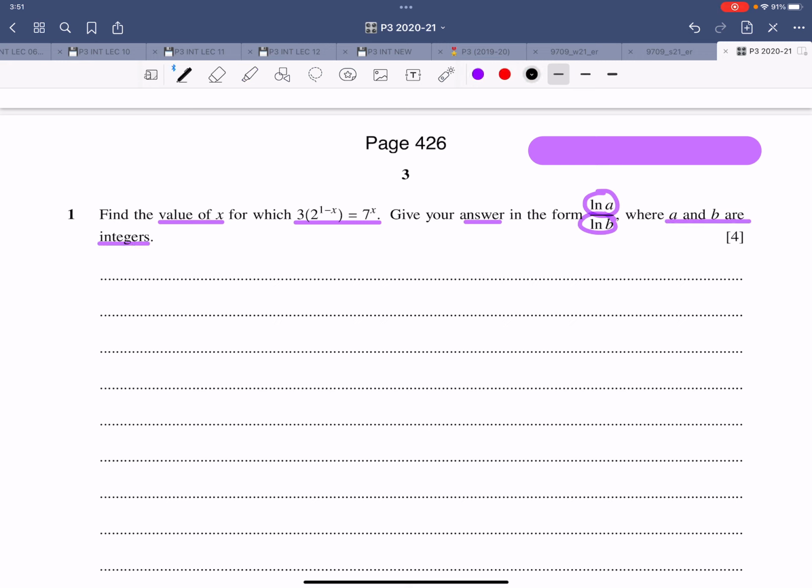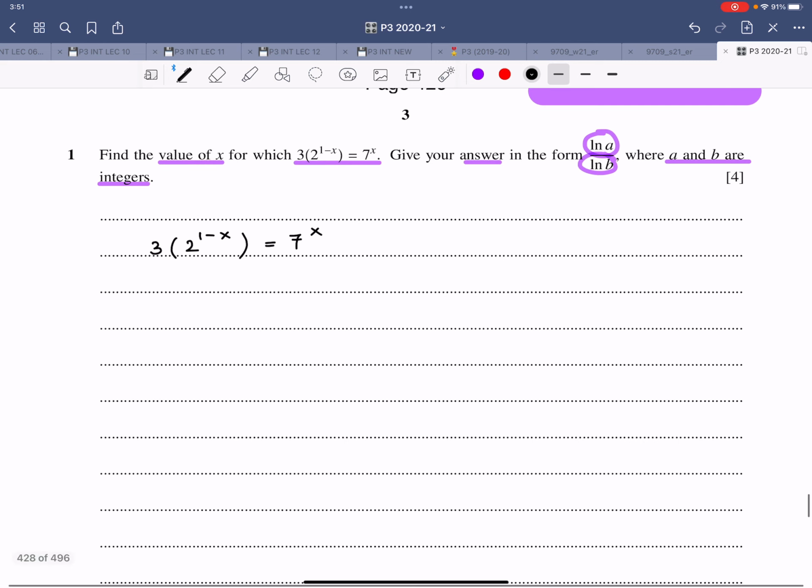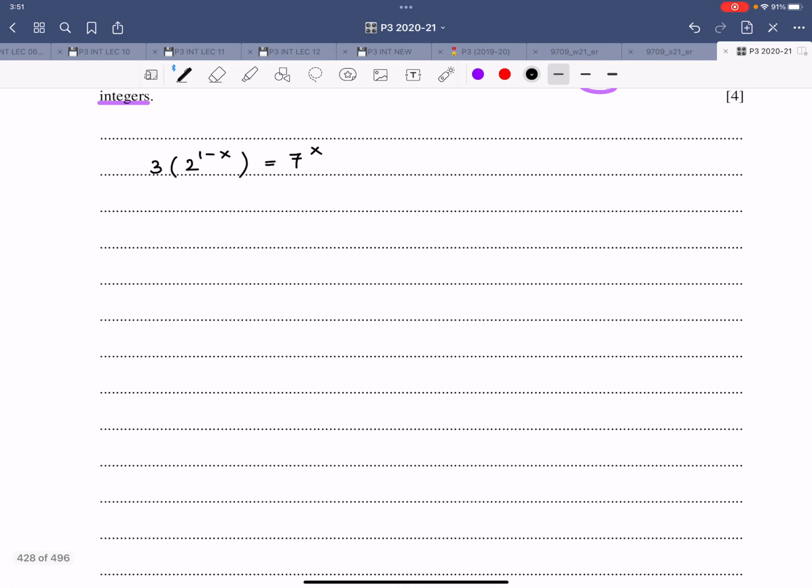First of all, 2 raised to power of 1 minus x is 7 raised to power of x. A lot of people make this mistake. They start with logarithms from the beginning. And in this manner, they won't be able to get exact answers. So first simplify using indices. 2 raised to power of 1, 2 raised to power of minus x is 7 raised to power of x. 3 multiplied by 2 is 7 raised to power of x multiplied with 2 raised to power of x.